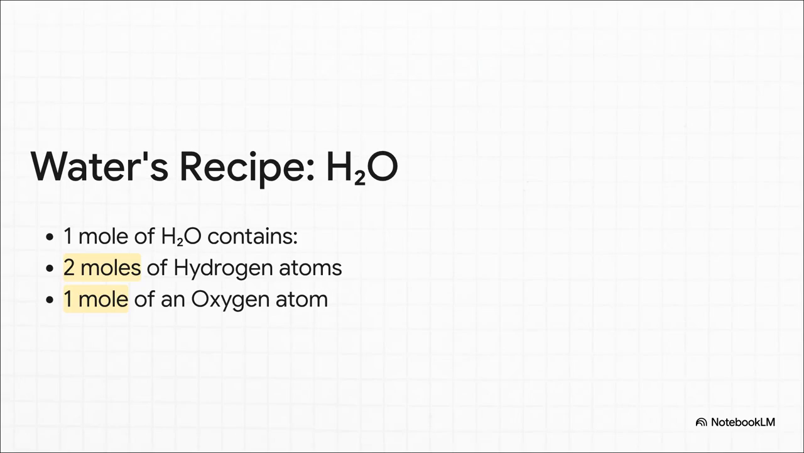Let's take something simple, like water, H2O. The formula is a recipe, right? It tells you that for every 1 oxygen atom, you need 2 hydrogen atoms. But here's what's so amazing. That recipe works on the mole scale, too. So 1 mole of water molecules has 2 moles of hydrogen atoms and 1 mole of oxygen atoms. The formula gives you a perfect mole-to-mole ratio you can use for anything.